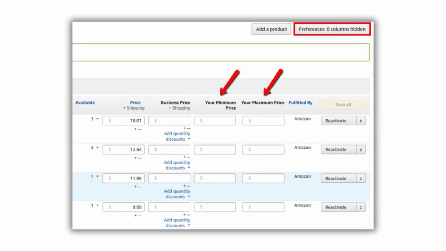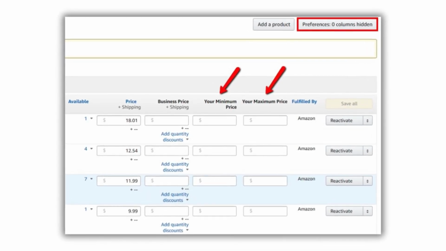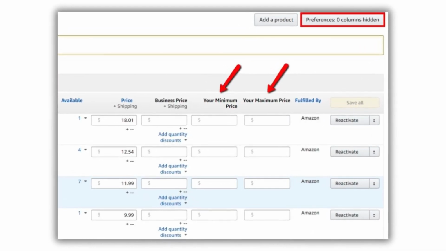Well, if I show you this from Amazon Seller Central, it would be easier to understand. Now, go to your Manage Inventory section. There are two columns on the right, saying your minimum price and your maximum price. What do they actually mean? Well, this is a limit on your pricing. That means you will not go below or above them. Minimum price should be the lowest price you are willing to sell an item for.